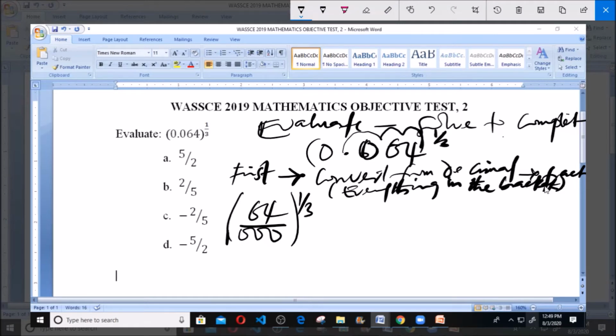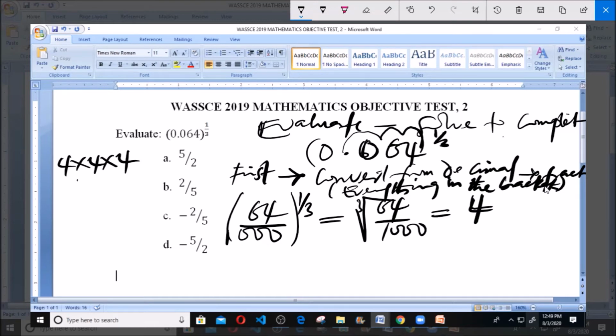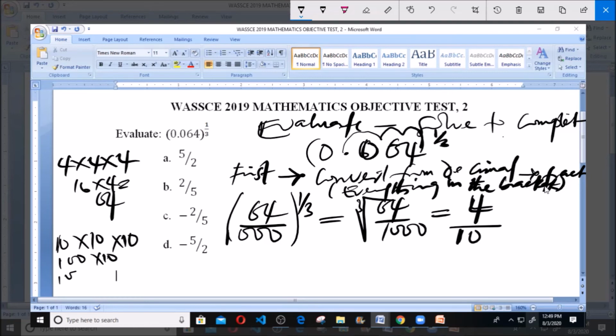Now this is the same thing as saying the cube root of 64 over 1000. Now the cube root of 64 is what? 4. That's 4 times 4 times 4 will give you 64. Now 4 times 4 is 16. 16 times 4 is equal to what? 64. Now divided by the cube root of 1000, which is 10. Now cube root of 1000, that's 10 times 10 times 10. 10 times 10 is 100, times 10 is 1000.